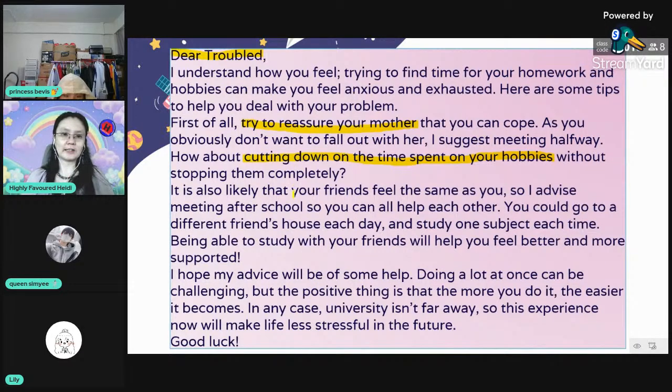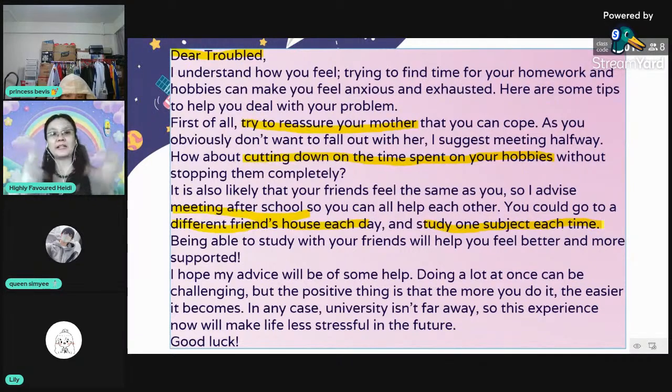So it is also likely that your friends feel the same, so I advise you to. The next one is to meet up, that means get help from your friends. See, all the advice given is not just like getting help from your friends. That's it? No, you have to give the practical one. So advise meeting after school. Then give an example: go to a different friend's house each day, then study one subject each time.